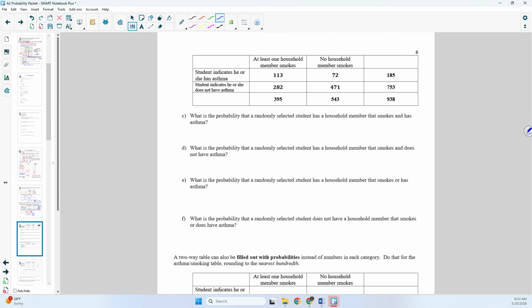So this table I just copied from the last page and basically have all the totals ready to go. So we're going to continue answering these questions. As I said, try them on your own. What is the probability that a randomly selected student has a household member that smokes and has asthma? So we want my letters on here. Household member that smokes, and so that's an intersection with asthma. So if I look at that intersection that's right here, so 113 out of the 938 students fit that criteria.